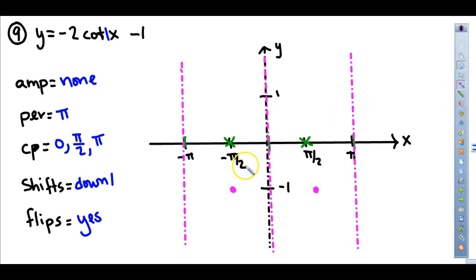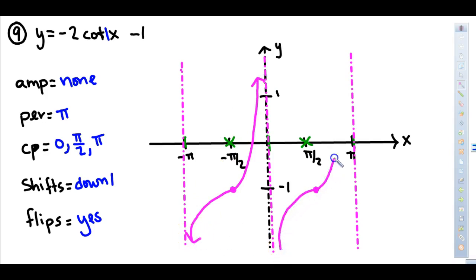Okay, now remember, your parent function for cotangent is always decreasing unless you have a flip, and since you have a flip, it's going to be increasing. So it increases from left to right, and it stays between those asymptotes, okay? It doesn't have to be perfect, y'all. Just give me something that's increasing and don't make it look like a straight line, okay?